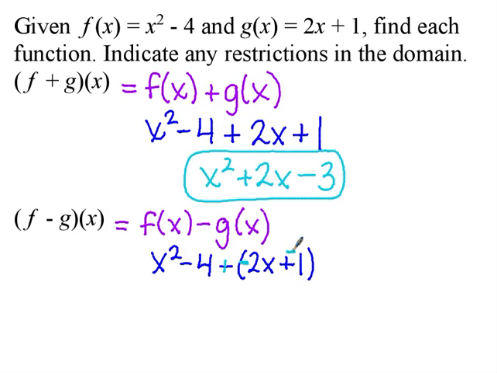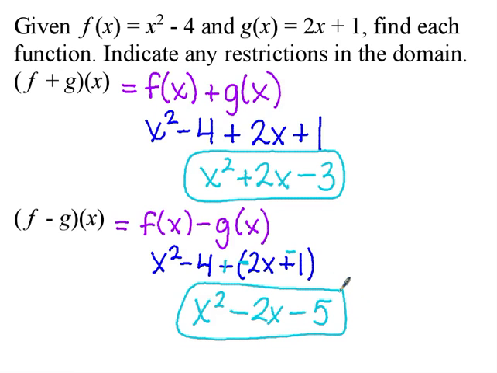So what will your final answer be? X squared. Yep. Minus 5. Okay, because you have negative 4 and negative 1. So that's it. We've added and subtracted. What do you think is going to come next?